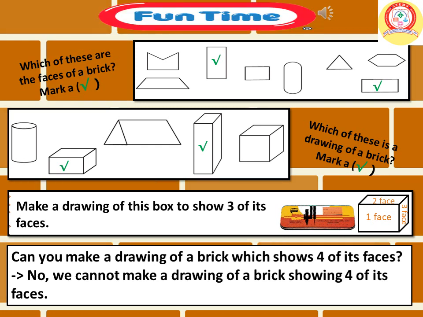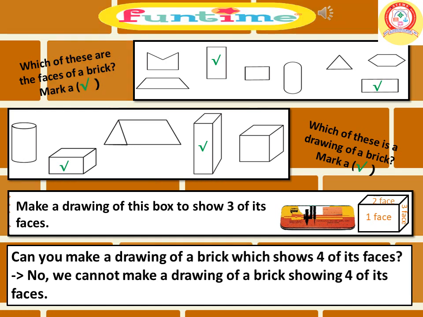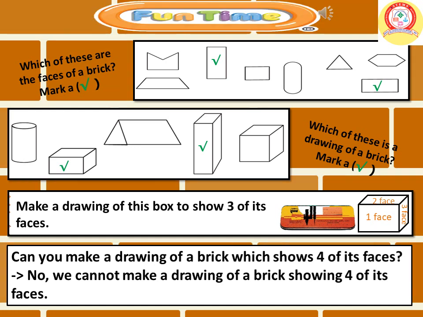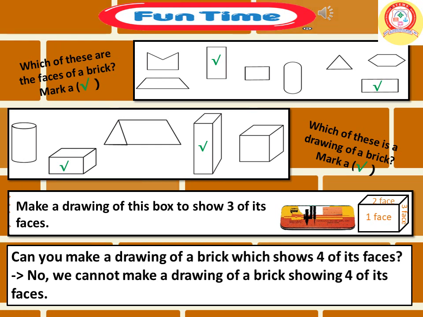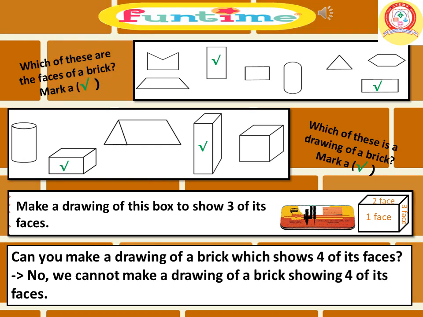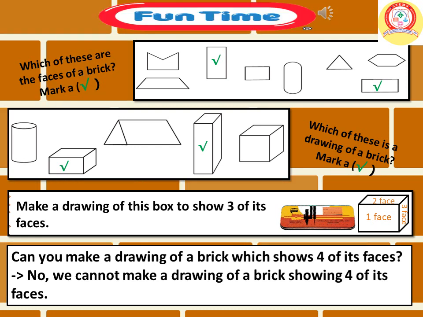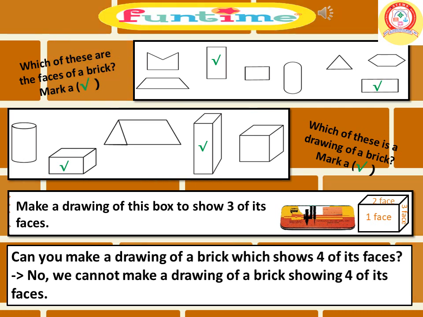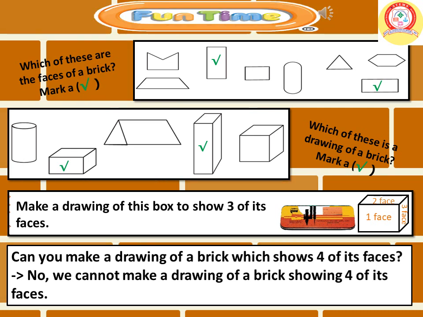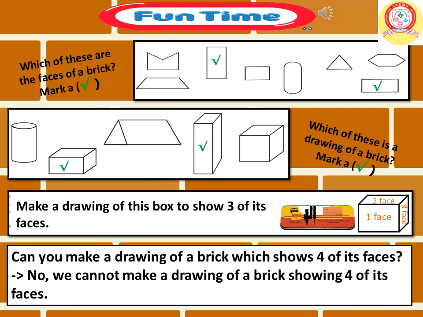Make a drawing of this box to show 3 of its faces. Now I have drawn this image. In this you can see 3 faces on it. Okay, children? One face, two faces and the third face. Now next question. Can you make a drawing of a brick which shows 4 of its faces? No, we cannot make a drawing of a brick showing 4 of its faces.